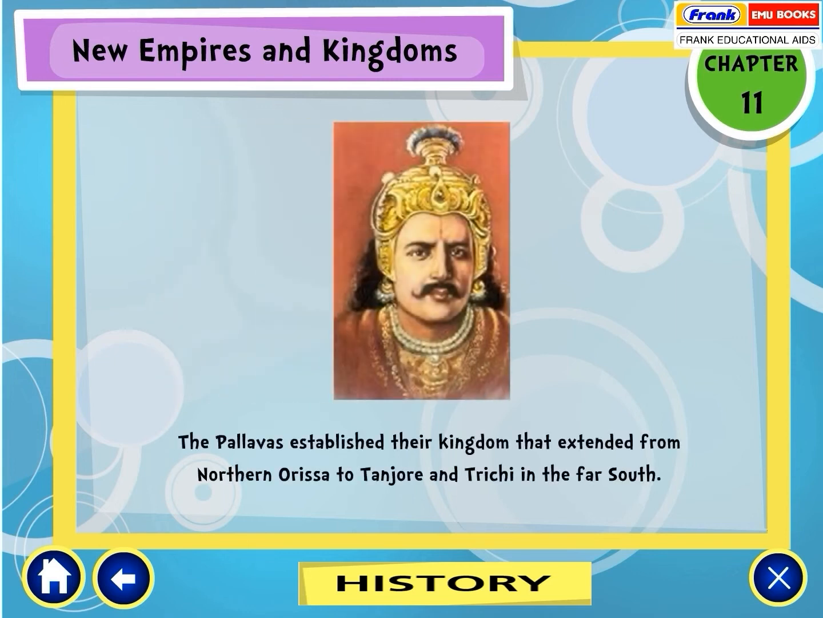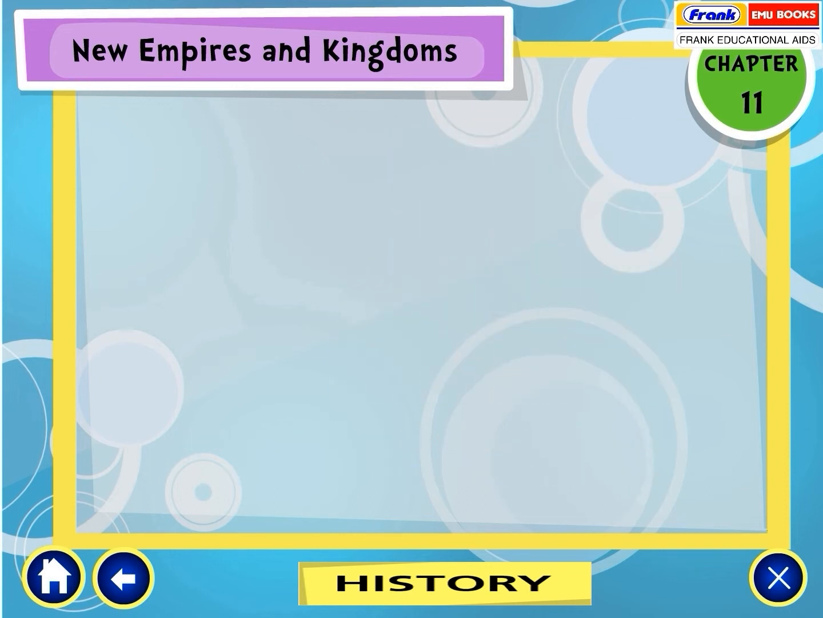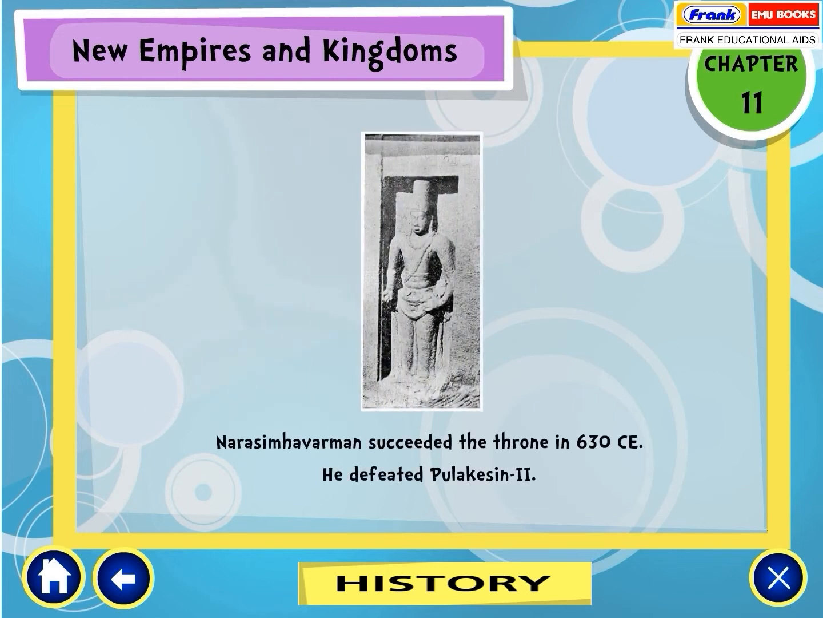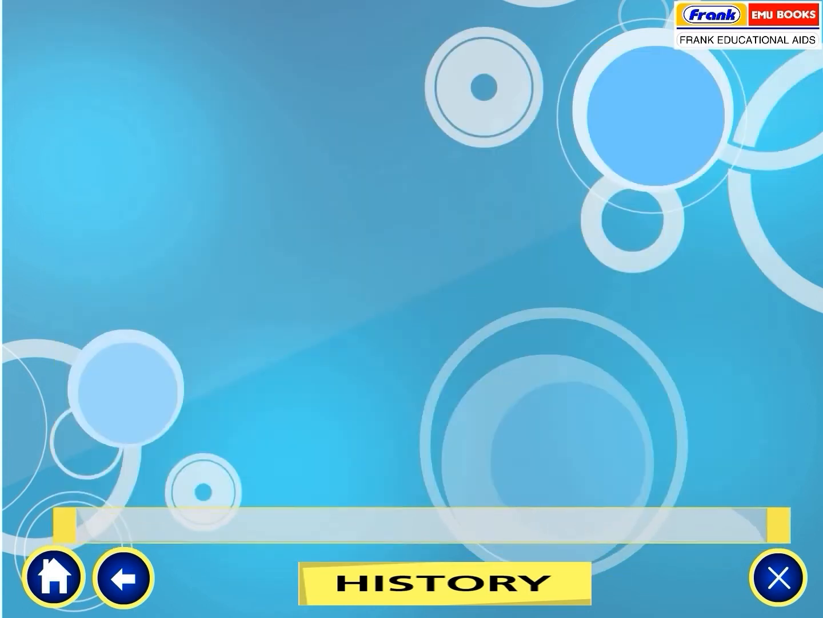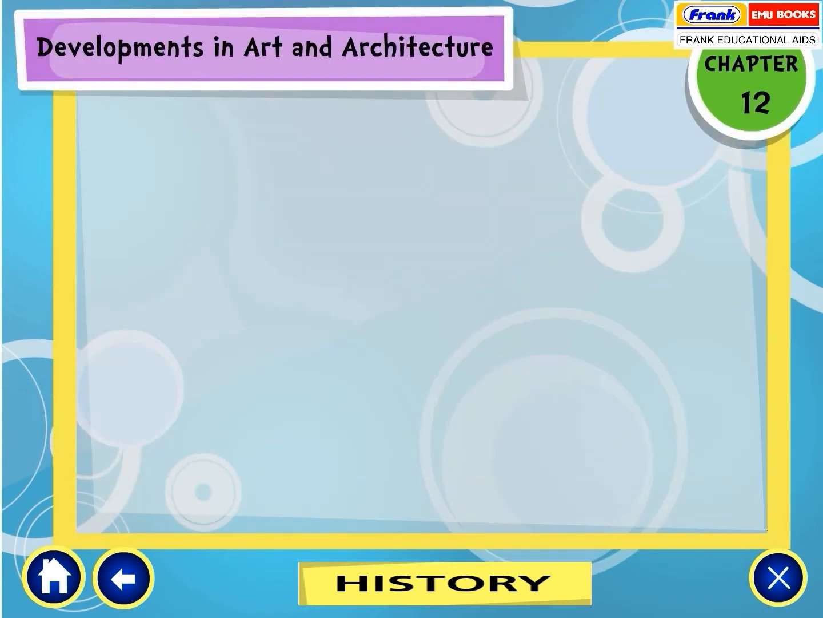The Pallavas established their kingdom that extended from northern Orissa to Tanjore and Trichy in the far south. Narasimha Varman succeeded the throne in 630 CE. He defeated Pulakeshin II.